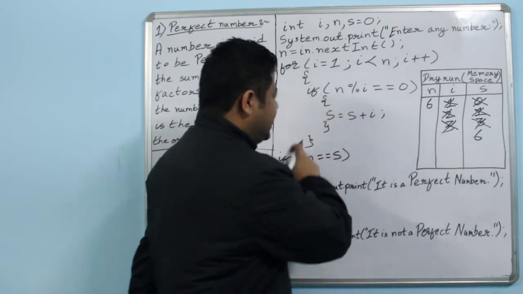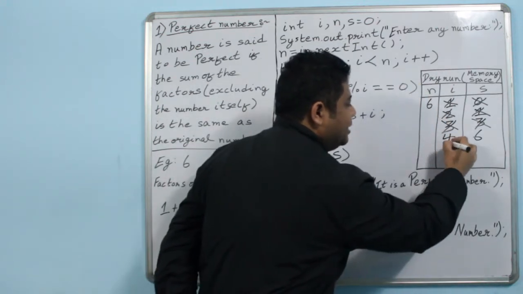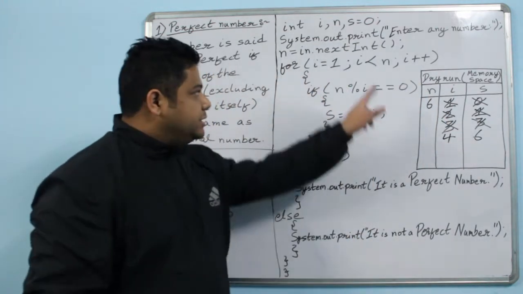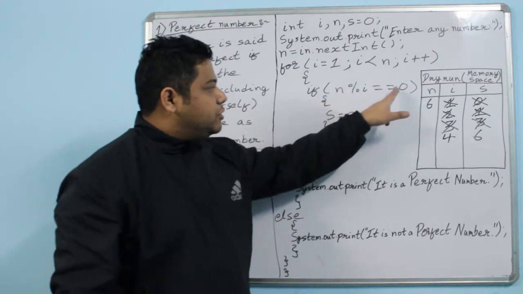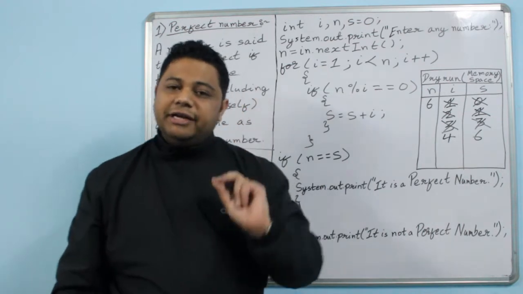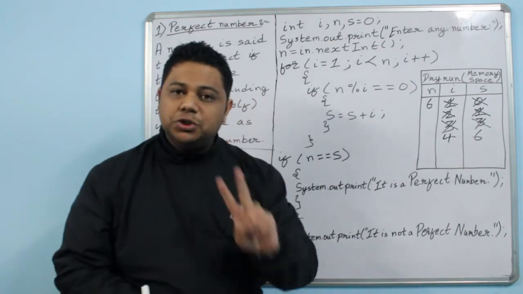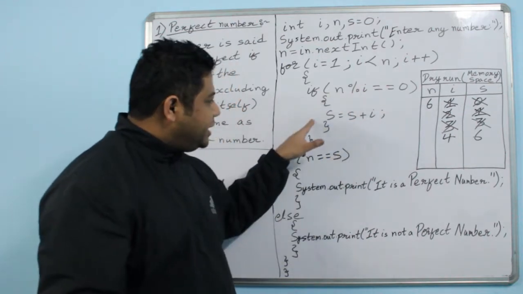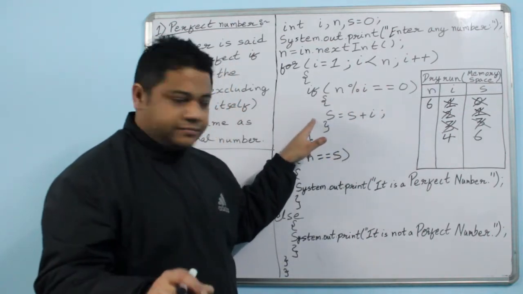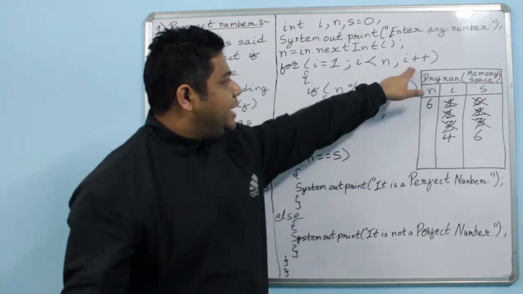Now what will happen? Again it will go up, the value of I increments, now the value of I becomes 4. 4 means, again the condition here is true. Now 6 modulus 4 equals to 0? When you divide 6 by 4, the remainder is 2. So is 2 equals to 0? No, false. False means don't do anything over here, don't go inside the body of if. Rather you come out and then go back to implementation.